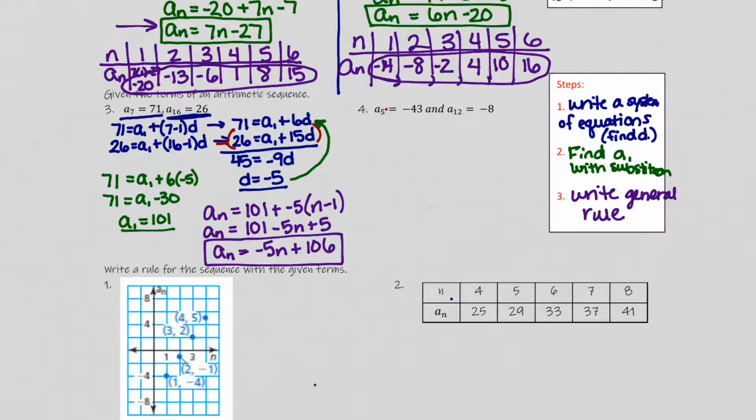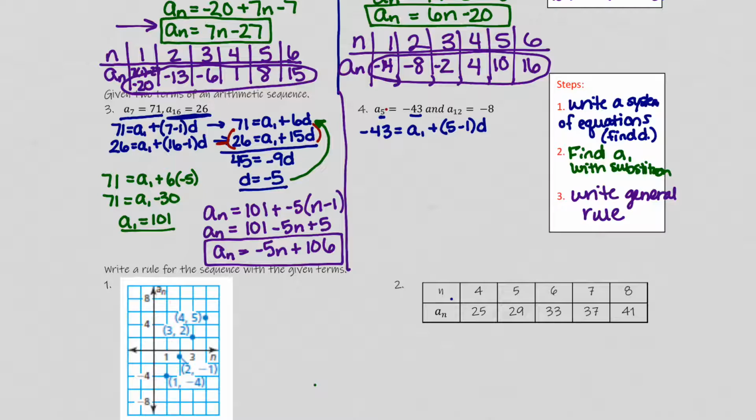Now, if it asks you to find the rule and the first 6 terms, you do what we did up above here and plug in 1, 2, 3, 4, 5, 6 and get those 6 terms and list them. All right, so number 4 here, let's separate that out. It gives us the 2 terms, so we need to write our system. This says n is 5, an is negative 43. So negative 43 equals a1 plus 5 minus 1 times d.